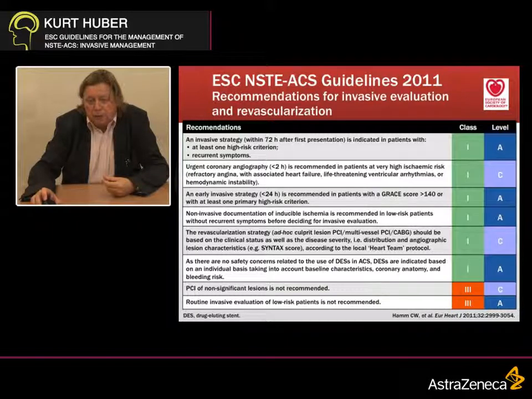And as there are no safety concerns related to the use of drug-eluting stents in acute coronary syndromes, such drug-eluting stents are indicated based on an individual basis, taking into account baseline characteristics, coronary anatomy, and bleeding risk. This is also a 1A recommendation. What should not be done in such patients? You should not perform a percutaneous intervention with or without stent implantation in non-significant lesions, and you should not do routine invasive evaluation of low-risk patients. So these patients first should have stress testing.